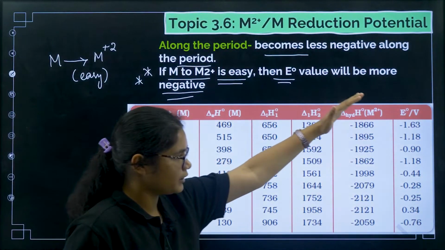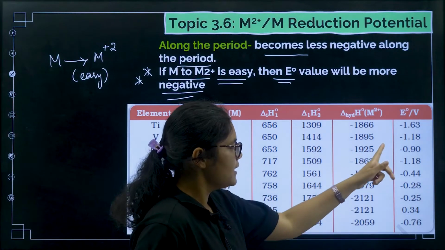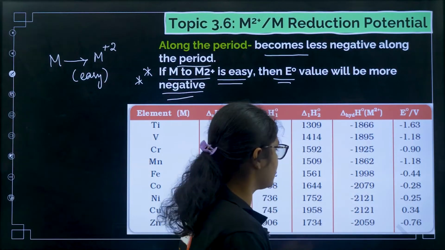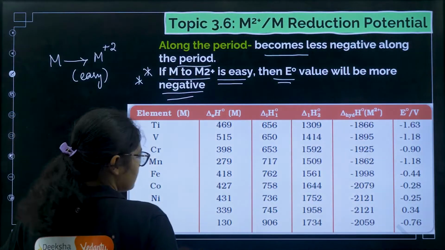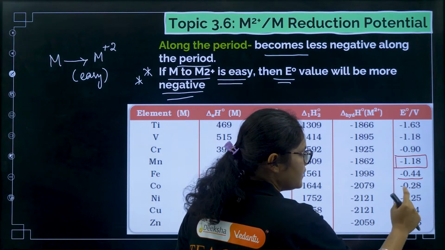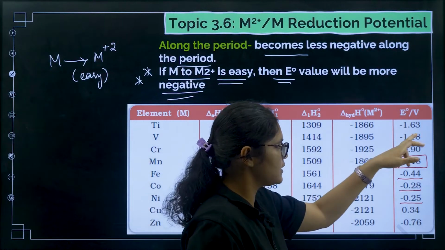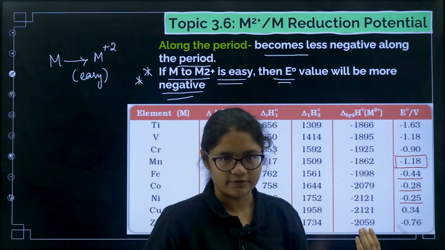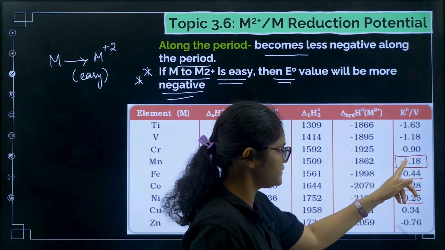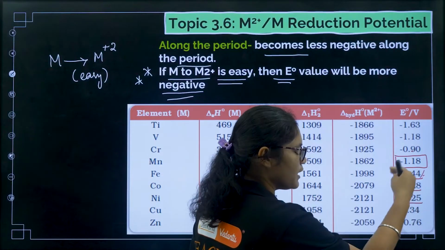See, titanium, I told you along the period it will become less negative. So we started with -1.63, -1.18, it decreased, then -0.9. Then in case of manganese, some problem is there, it has again increased here. Then again here it has decreased. Now you will tell here also it is decreased, but see how much it has decreased: 1.6 to 1.18. Now 1.8 to 0.9, almost by half it has decreased. Now here it has increased. From here 0.9 to 0.4, again by half it has decreased. 0.4 to 0.2, again by half it has decreased.